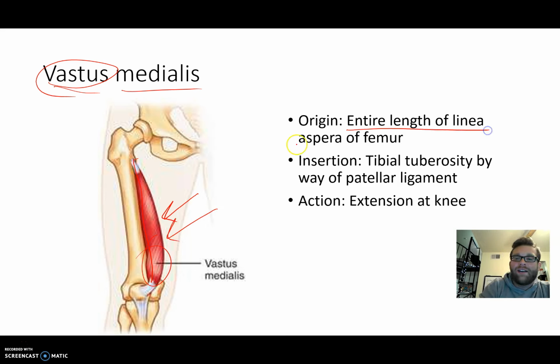Its origin, entire length of the linea aspera, so it belongs around here, right? Your adductor muscles go directly behind it, and they all attach at the same point, and it's going to insert on the tibial tuberosity, again, by way of the patellar ligament.